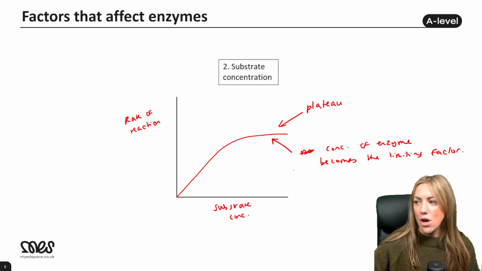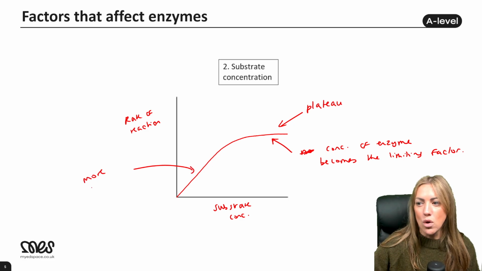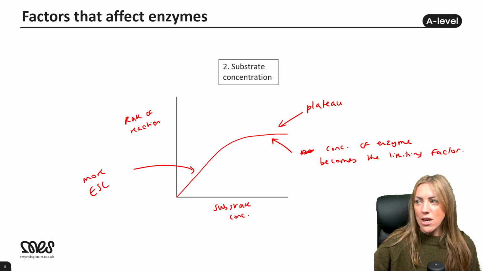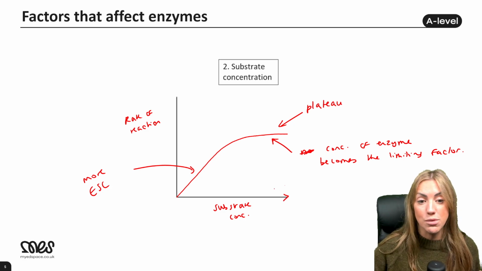Okay, so yes, to begin with, if I add more substrate, I'm going to see more enzyme substrate complexes and I'm going to see more product produced in a given time, which is increasing the rate. But the rate of increase is going to level off. Now, it's not leveling off because I'm running out of substrate, because I can see on my x-axis, I'm still adding more and more substrate. I'm still increasing the substrate concentration. So why is it leveling off?